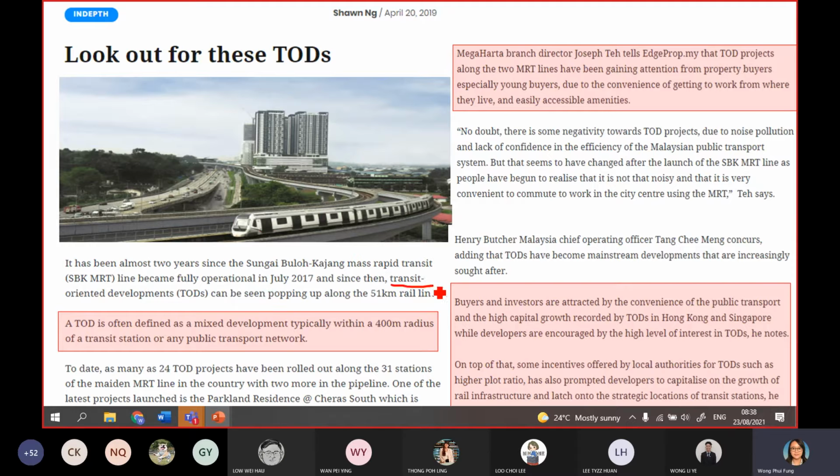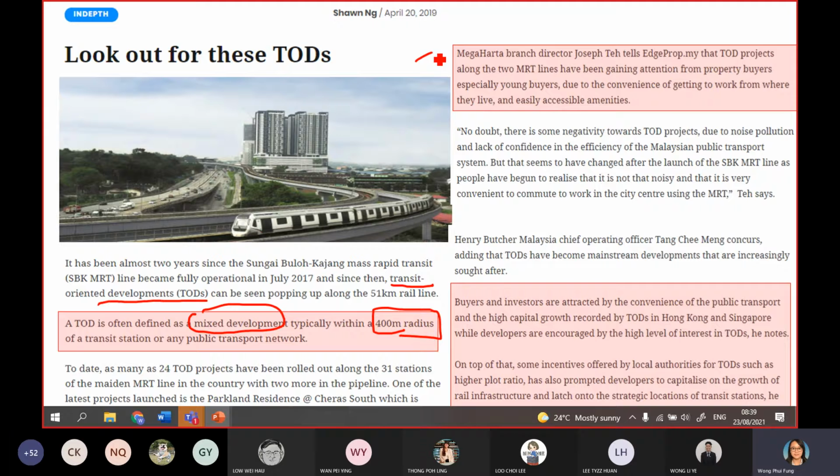TOD means transit-oriented development. The definition of TOD is a mixed development, typically located within a 400-meter radius of a transit station or any public transport network. Meaning to say that it's a mixed development very near to public transport like MRT, LRT, etc. Within the 400-meter radius, we classify that development as TOD, transit-oriented development.